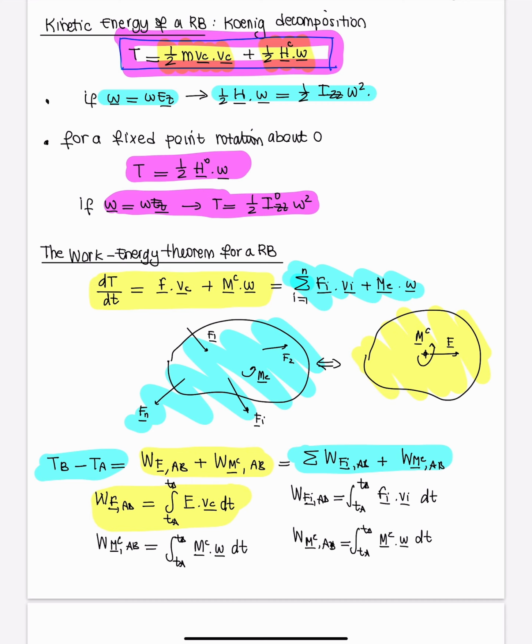So here the force is applied at the center of mass, so the force is dotted with the velocity of the center of mass. And here each force Fi is applied at a point with velocity Vi, so to calculate the work of that force, we dot with the velocity Vi. The work of the moments is just the integral of the moment dotted with the angular velocity omega, integrated with respect to time. Okay, so that's just explaining the equations. In the next few videos, we'll derive them. We'll start by deriving the expression for the kinetic energy.